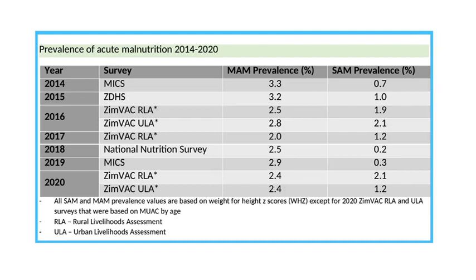So, all SAM and MAM prevalence values are based on weight for height Z scores, except for the ZIMVAC Rural Livelihoods Assessment and Urban Livelihoods Assessment of 2020 that recorded the MAM and SAM prevalence based on MUAC by age.